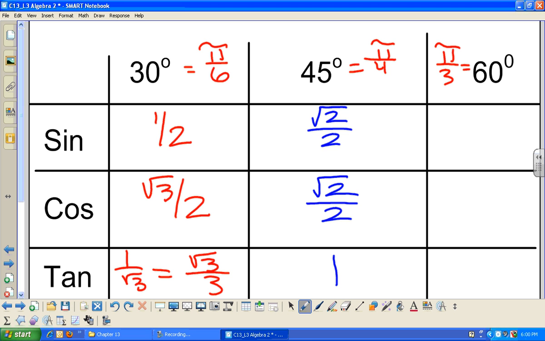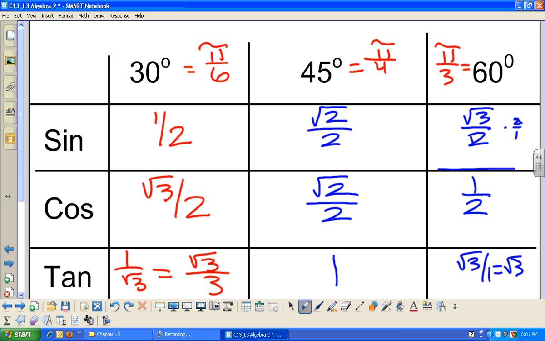So now looking at 60 degrees, my y is equal to square root 3 over 2. My x is equal to 1/2. And if I have my y over my x, that's the same thing as multiplying by the reciprocal. The 2's would cancel out, and I have square root 3 over 1, or just square root 3.